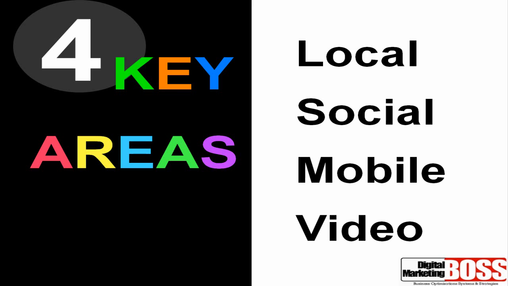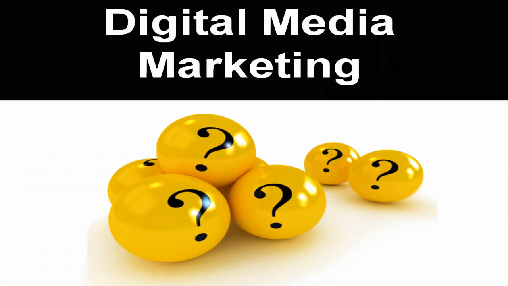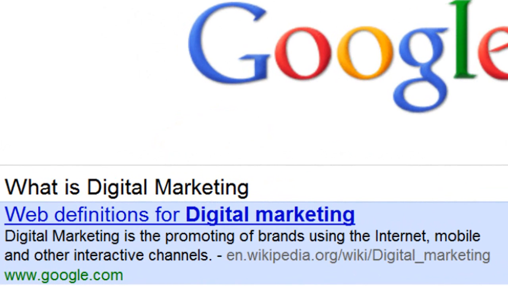Let's start at the beginning to make sure that we both are on the same page by defining digital media marketing. Wikipedia, the online encyclopedia, has a definition that goes something like this. Digital marketing is the promoting of brands using all forms of digital advertising channels to reach customers. This now includes television, radio, internet, mobile, and other forms of digital media.